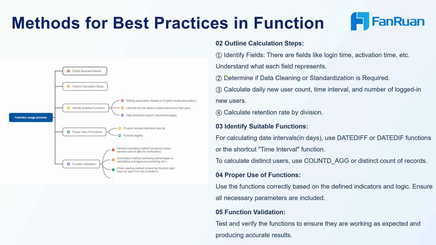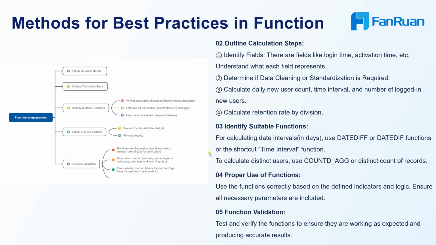The second step is to organize the calculation steps. Initially, after we understand the meanings of the fields, the next step is to check if these fields are standardized or if we need to clean them. Then, we need to organize our calculation logic. According to the requirements above, we need to first calculate something, and then calculate the next thing in sequence. For example, we first calculate the daily active user count, then calculate the time interval. After calculating the time interval, we can calculate the number of retained users, and then the retention rate, and so on. There is a sequence of steps to follow, and we need to organize them clearly.